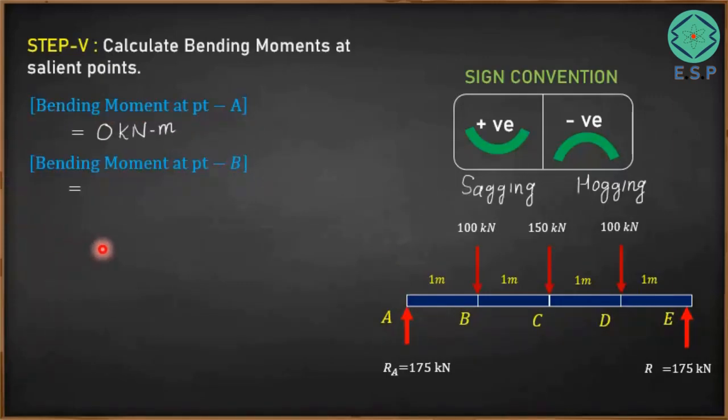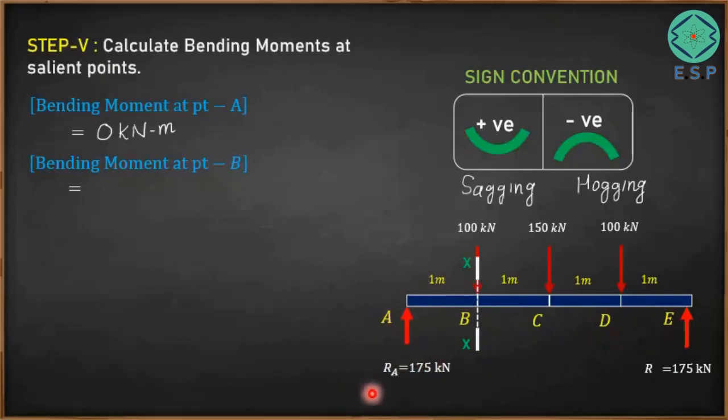Now we would like to calculate the bending moment at point B. To calculate the bending moment at point B, the section will be taken at point B. So we have considered a section XX at point B. Now we shall be considering all the forces which are acting on the left hand side of this section XX, and we shall calculate the moment caused by the forces at point B. Now if you look at here, we have got only force RA, 175 kilonewton, at the left hand side of this section XX, which is kept at point B. So the bending moment at point B will be caused due to this force, which is 175 kilonewton.